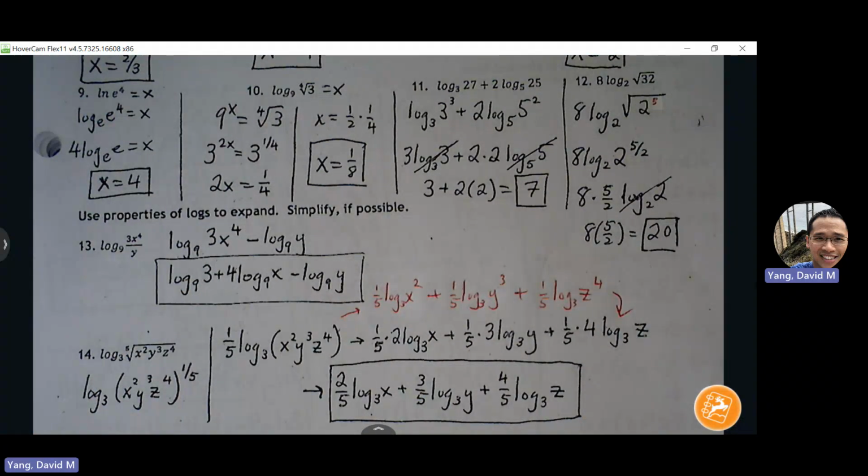So I kind of skipped a step here. When I expanded, I showed the step, but the x squared, the y cubed, and the 4th stay up as exponents initially, and then once they're separated, they come down in front for each individual term.